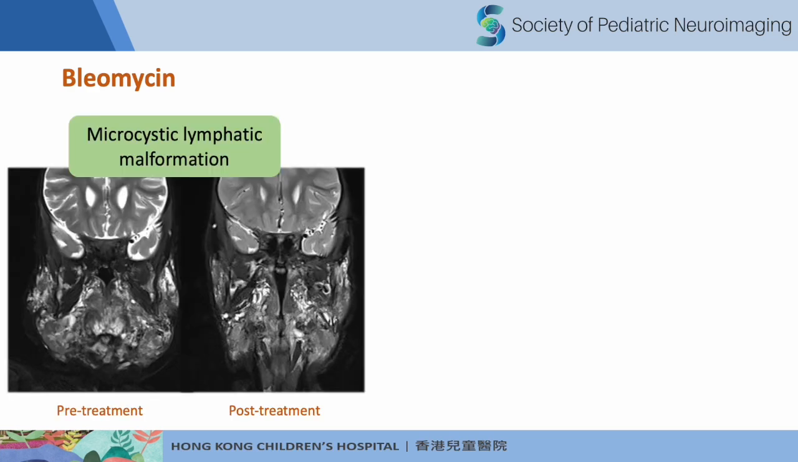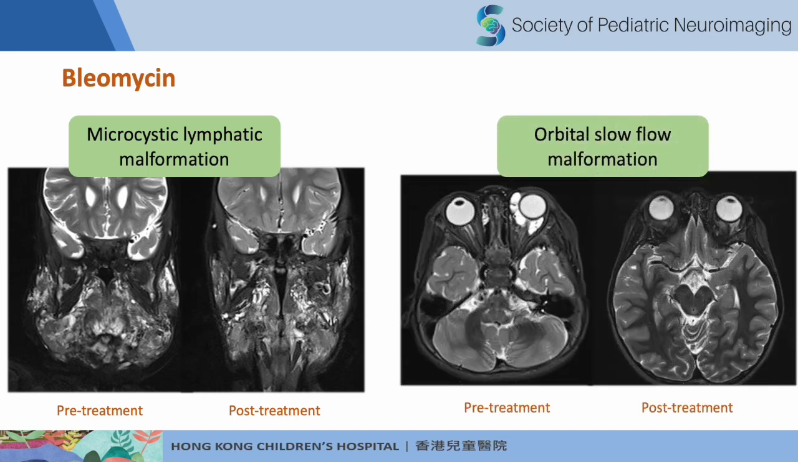So for bleomycin, its main use is in microcystic lymphatic malformation, where it really helps reduce that bulk of tissue that does not respond well to doxycycline. And also orbital slow flow malformation, because bleomycin is one of the least irritating agents and would cause least damage to the surrounding structures.